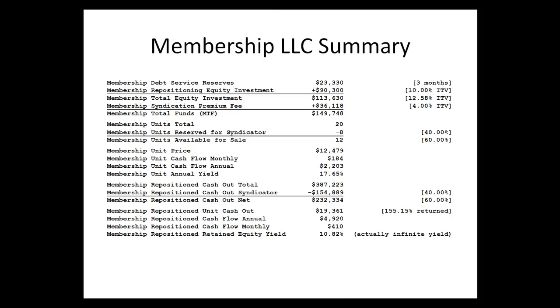In addition to the syndication premium fee, the syndicator also receives a percentage of ownership in the deal. And this ownership is represented as membership units. We start with a total of 20 units, subtract the units reserved for the syndicator, that's 40% ownership, leaves 12 units available for sale. That represents the remaining 60% ownership. We therefore calculate the unit price, $12,479.